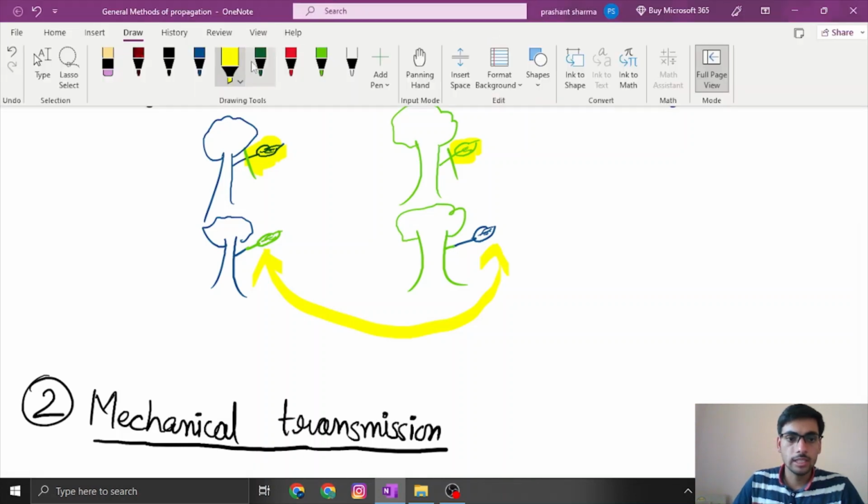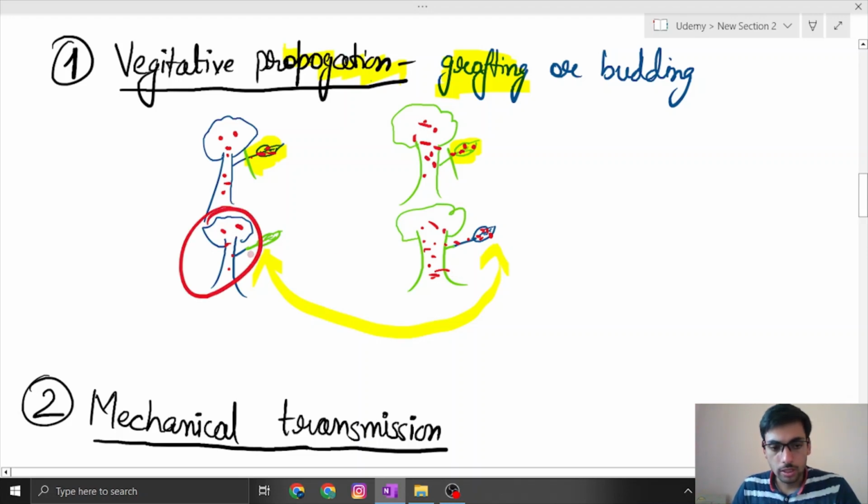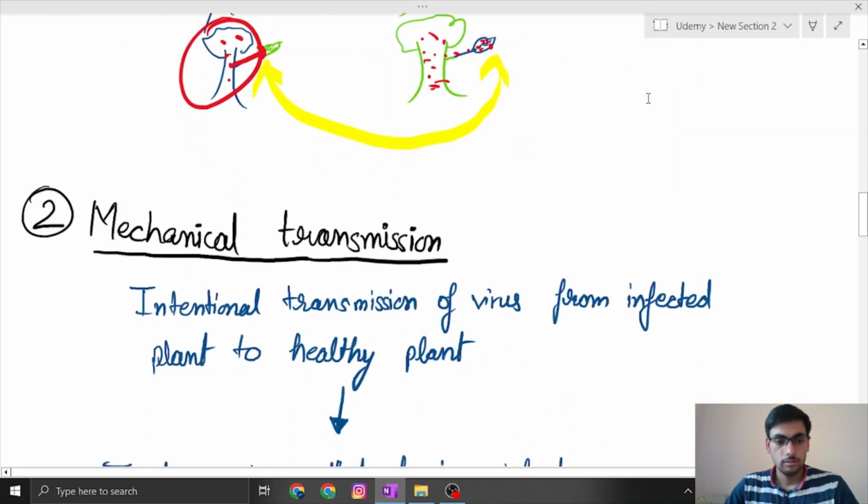Now let us suppose that this blue tree contains viruses. Since it contains viruses, the leaf part and stem part will also contain viruses. The virus will move to the green tree and spread to it also. This is how vegetative propagation by means of grafting and budding can transmit the virus.